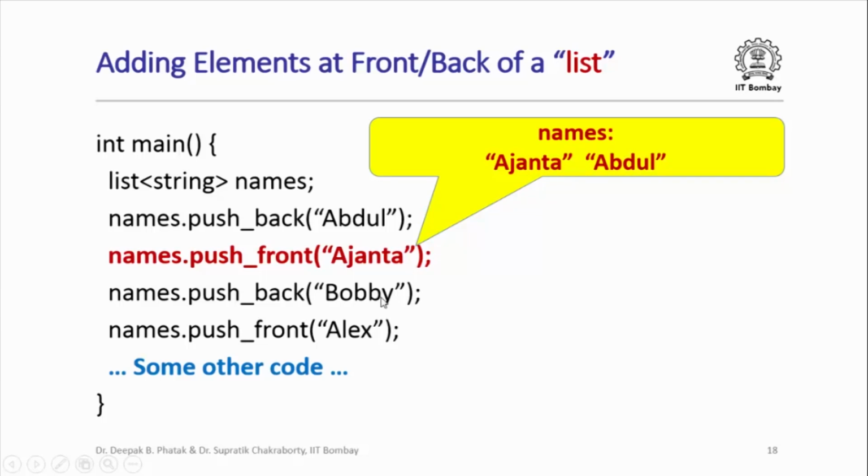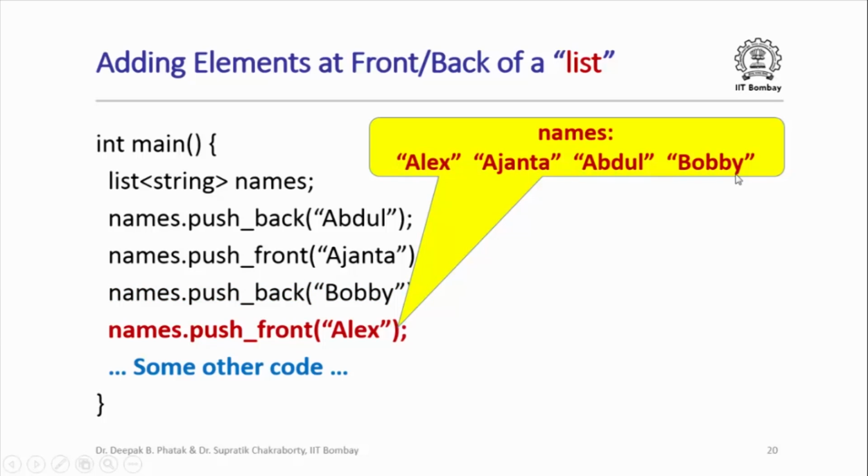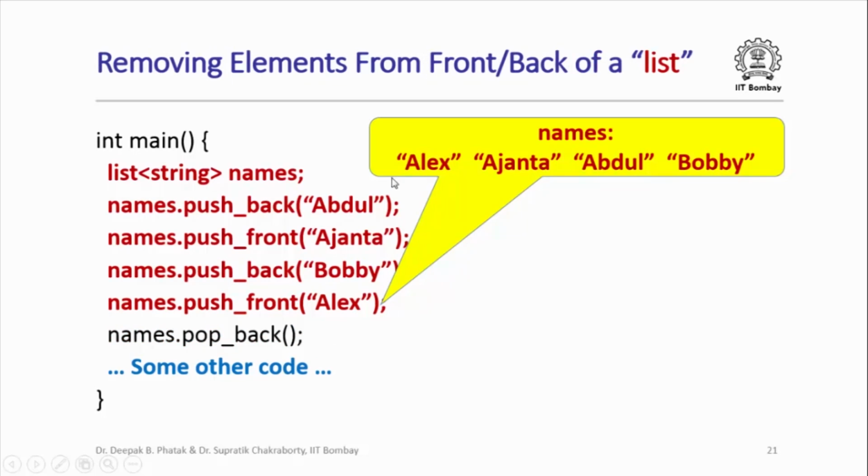Now if I say push_back Bobby, this is the back of the list. So Bobby is going to get added after Abdul. So that's what I'm going to have. And finally, if I say push_front Alex, this is the front of the list. So Alex is going to get added over here. And so that is the final list of strings that I'm going to have after this sequence of 4 push_back and push_front operations. Now we've just seen that these instructions basically create this list.